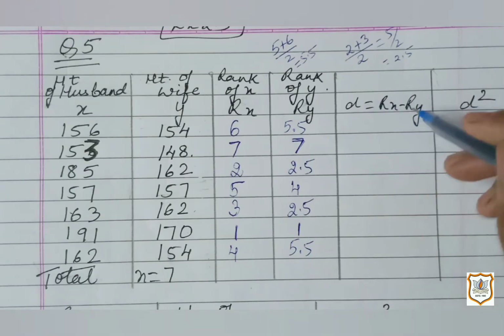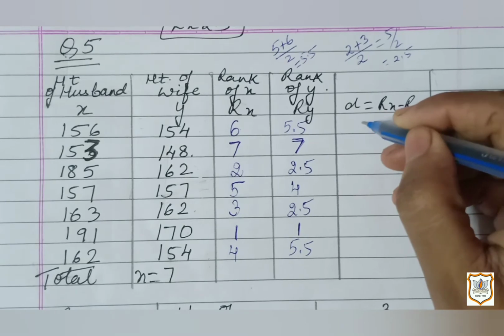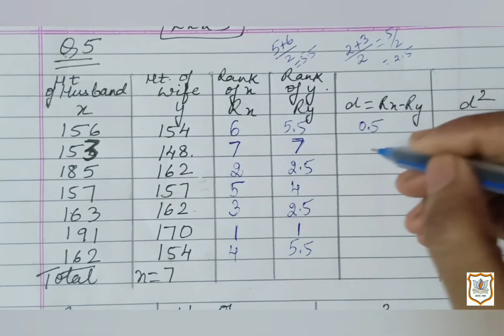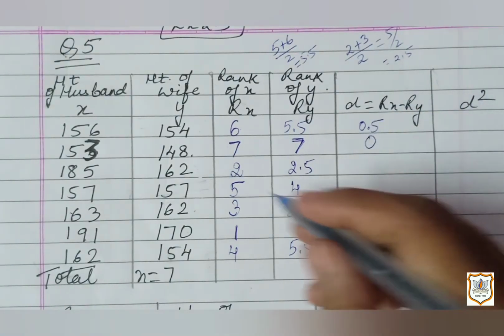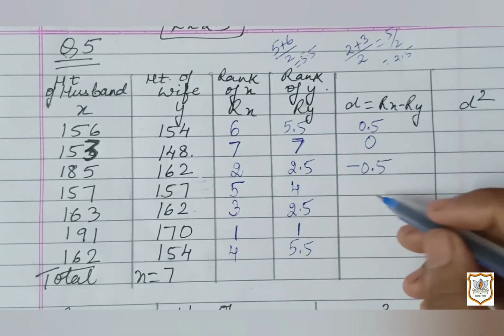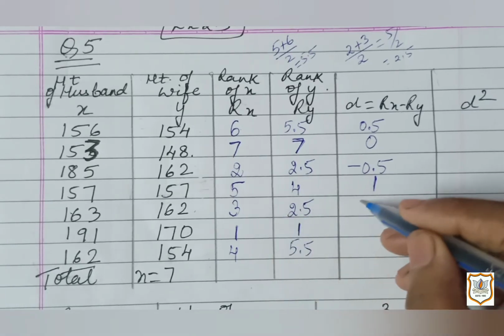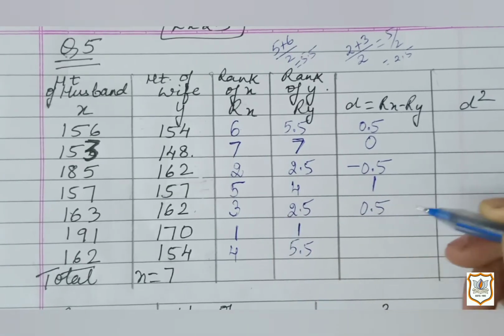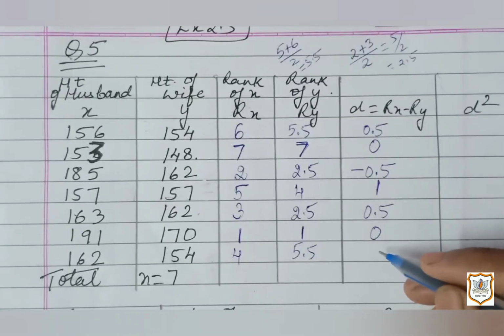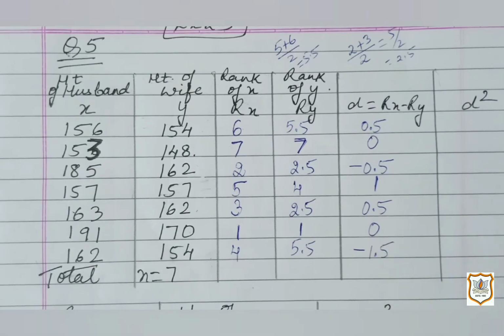Same means we have to find the difference. So 6 minus 5.5 will be 0.5. 7 minus 7 is 0. 2 minus 2.5 is minus 0.5. 5 minus 4, 1. 3 minus 2.5, so that is 0.5. 1 minus 1, 0. 4 minus 5.5, that is minus 1.5.